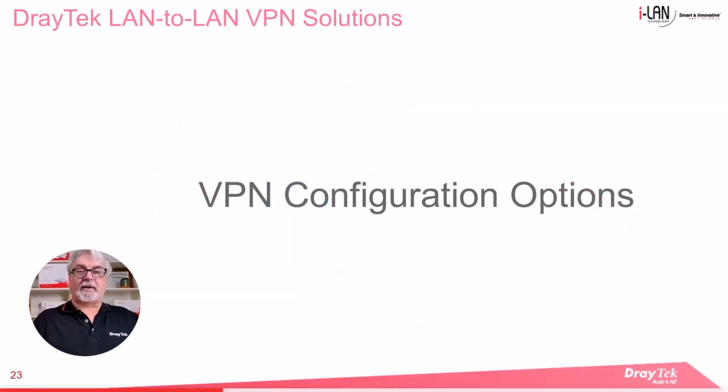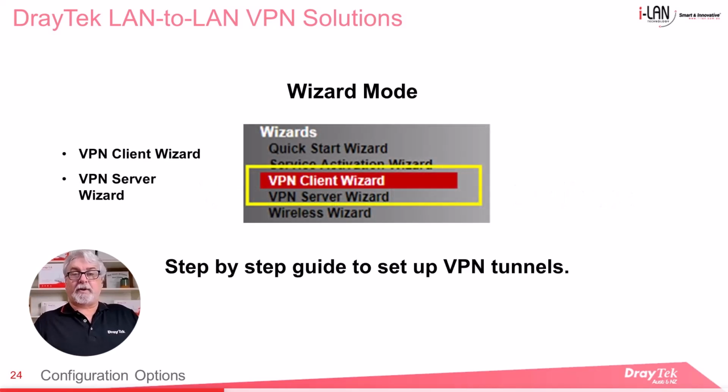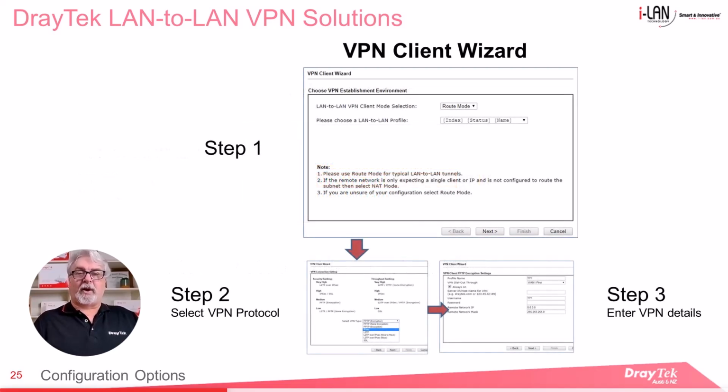We'll now look at the LAN-to-LAN VPN configuration options in DrayOS routers. For a new user, DrayTek provides a VPN client wizard and a VPN server wizard, which provide a step-by-step guide to set up LAN-to-LAN VPN tunnels. Using the VPN client wizard, you start by selecting the VPN mode and profile to use, then select the VPN protocol, then in the last step enter the VPN details.